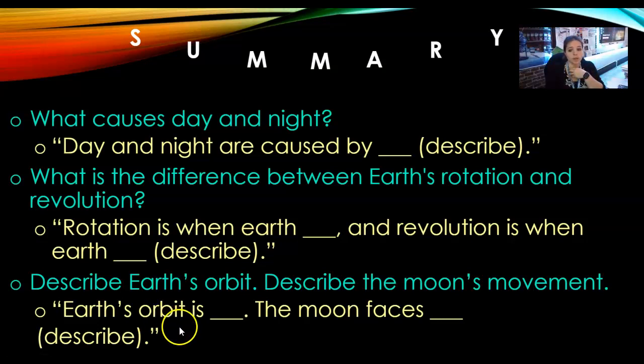Describe Earth's orbit and moon's movement. Earth's orbit is elliptical, or a slightly flattened circle, and the moon faces one direction towards the Earth at all times because its rotation and revolution are the same, 29.5 days.